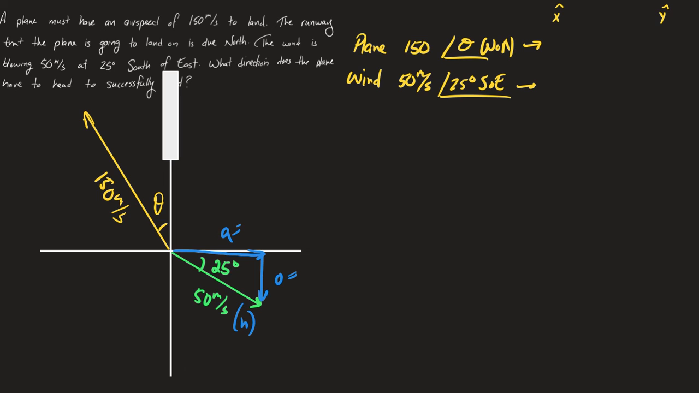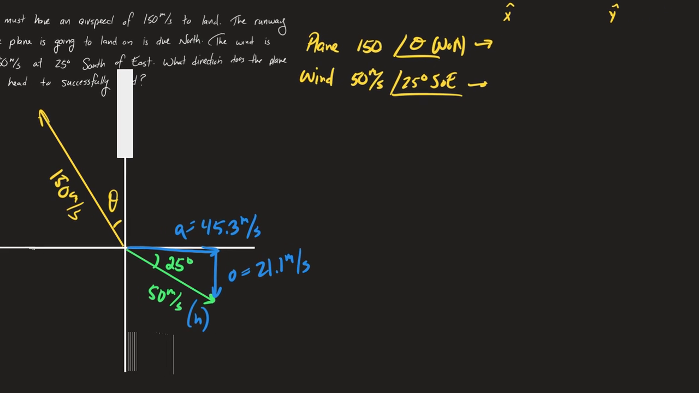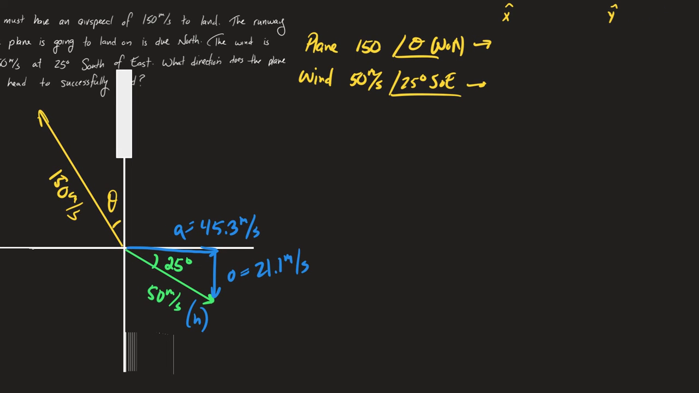So let's see, 50 times, I'm going to get 21.1 meters per second that way. And 45.3 meters per second that way. So those are my two components for the wind. You should write out all the sine and cosine if you have to. I don't. So the adjacent side is in the x direction. That's the positive x direction. So positive 45.3 x hat. And the 21.1 is in the negative y direction. So minus 21.1 y hat.